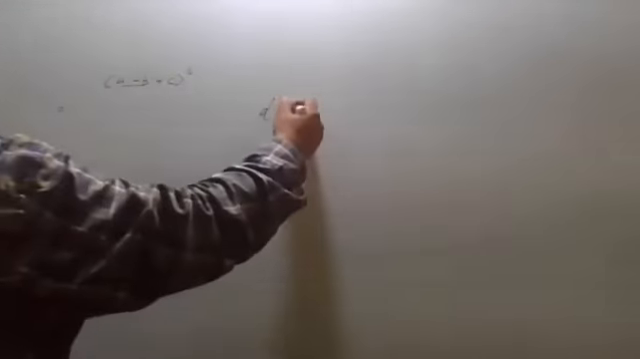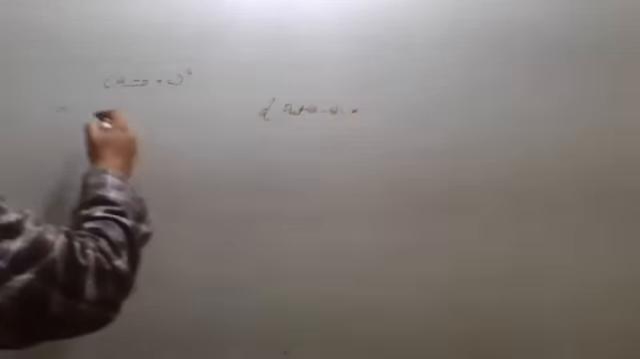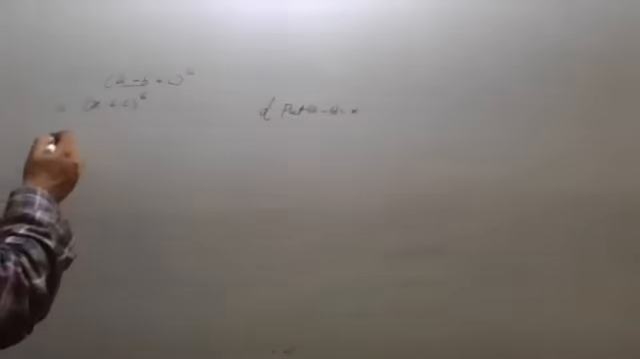So we will assume this to be x. Put a minus b equals x. Okay, so it will be x plus c whole to the power 6. Now it's a binomial. We have to expand this binomial. There is no other way to find the number of terms without expansion.